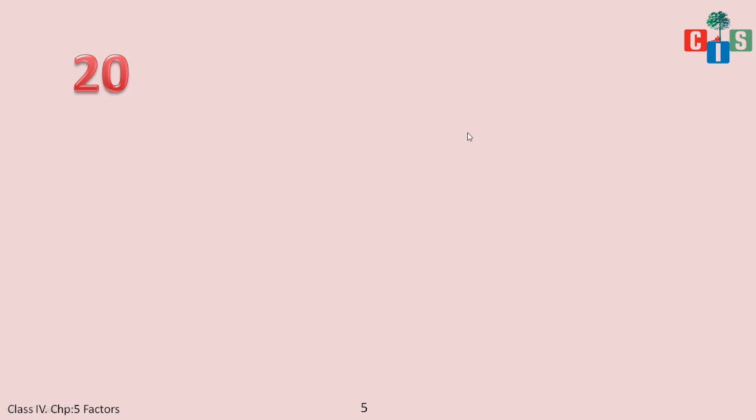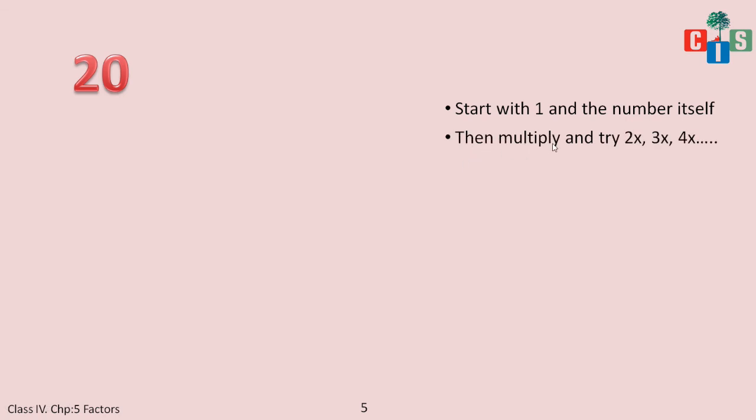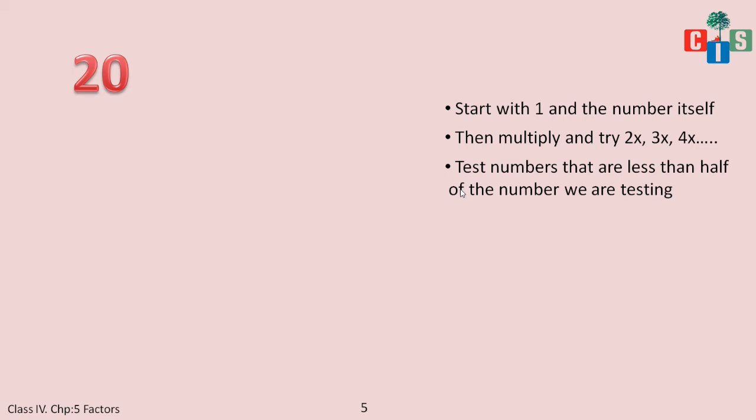So what are the points we have to remember to find the factors? The first point is you have to start with the number 1 and the number itself. Then you have to multiply and try other tables, that is 2 times, 3 times, 4 times, until half of the number. Here the number is 20 and half of 20 is 10, so I will test from 1 to 10. And I must not forget to use the arc.